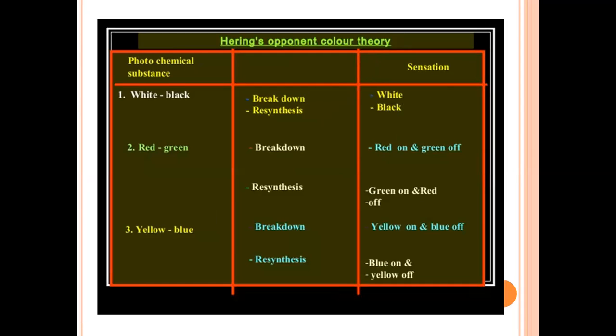Okay, these are examples of the opponent theory. You can have white and black; these are opponents. Red and green; these are opponents. Yellow and blue; these are the opponent colors. Okay.